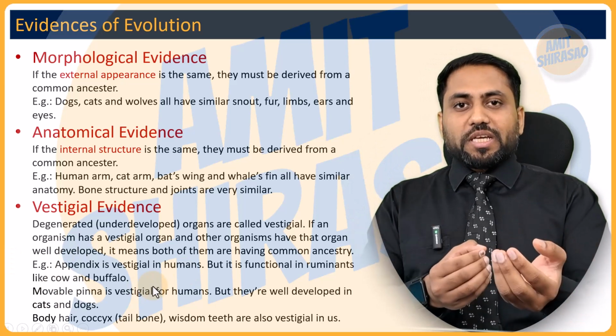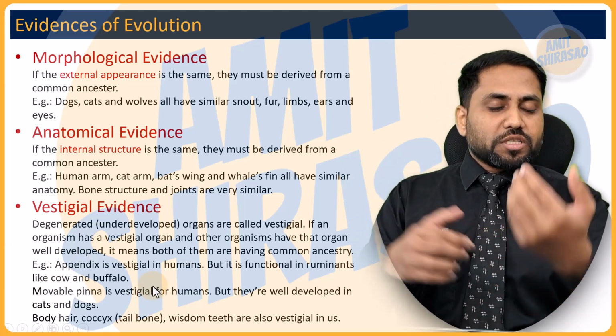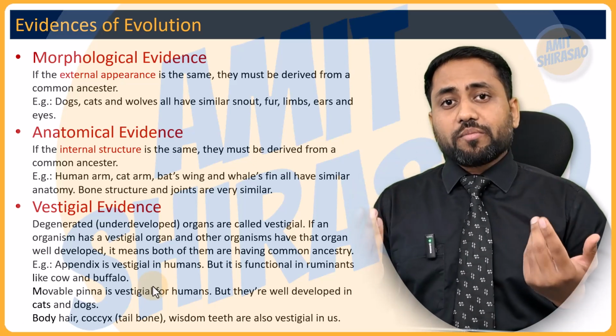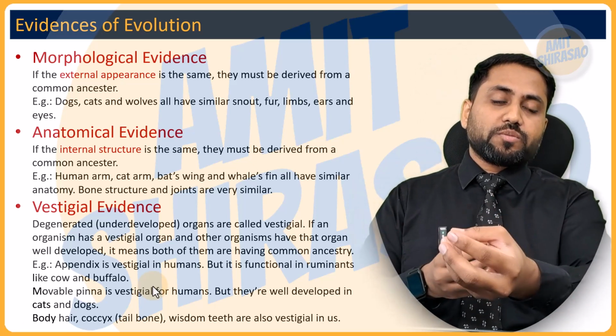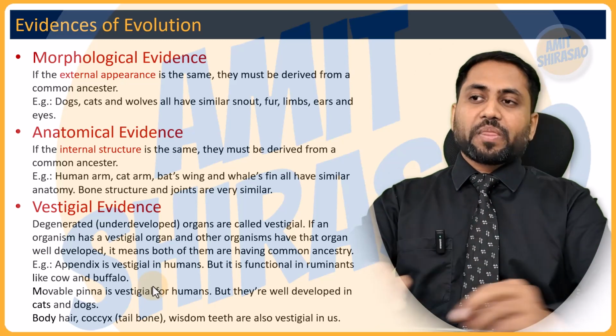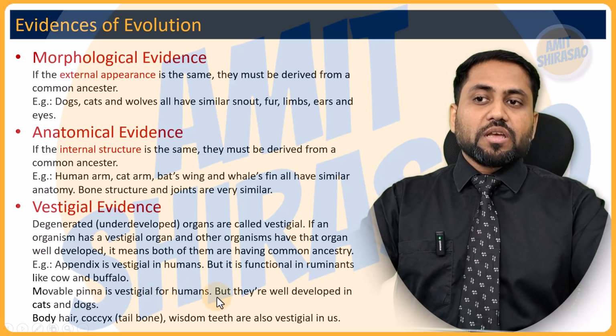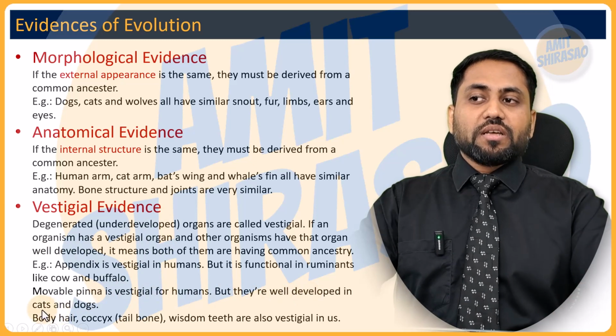So then probably both of us have an appendix. What is the use of the appendix in my body? Nothing. Still I have it. Why? Because probably both of us, both the species, came from a common ancestor. Similarly, the movable pinna. It is vestigial in humans, but it is well developed in cats and dogs.